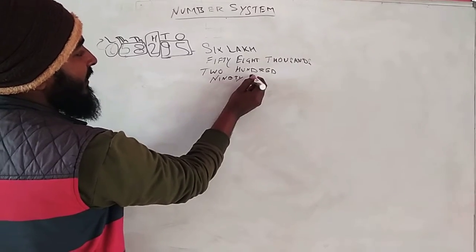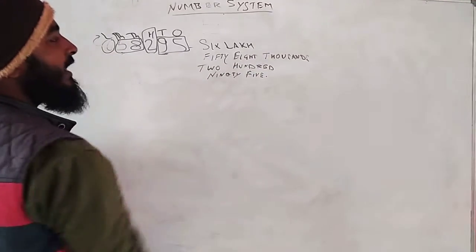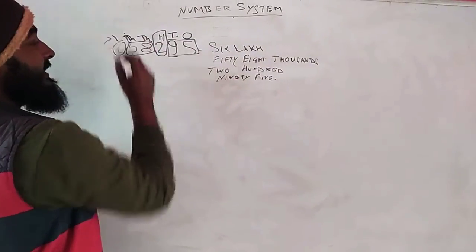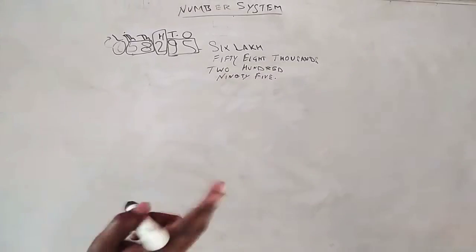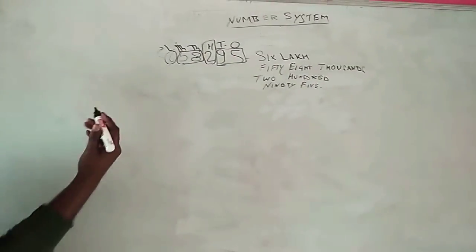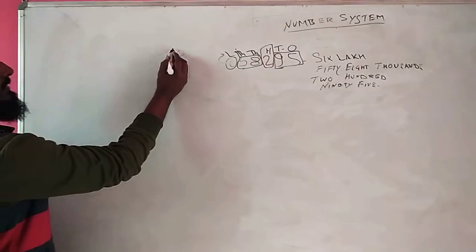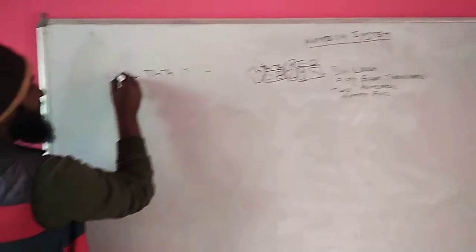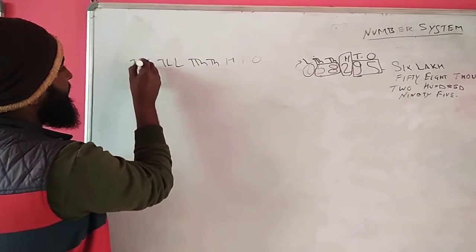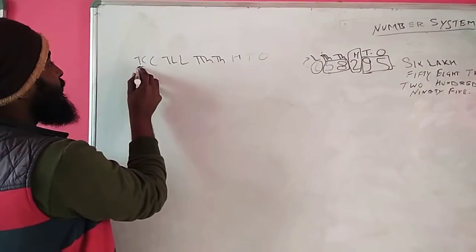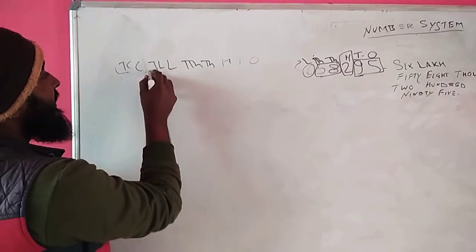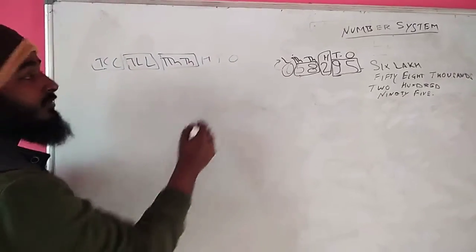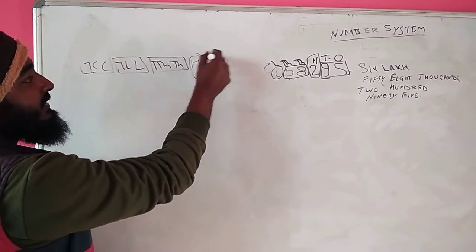So what we have to learn is this: if there is tens here, take two numbers. Now ones, tens, 100, 1,000, 10,000, lakh, 10 lakh, crore, 10 crore. So for 10 crore, take two numbers. For 10 lakh, take two numbers. For 10,000, take two numbers. For 100, just one number. For 10, just one number.